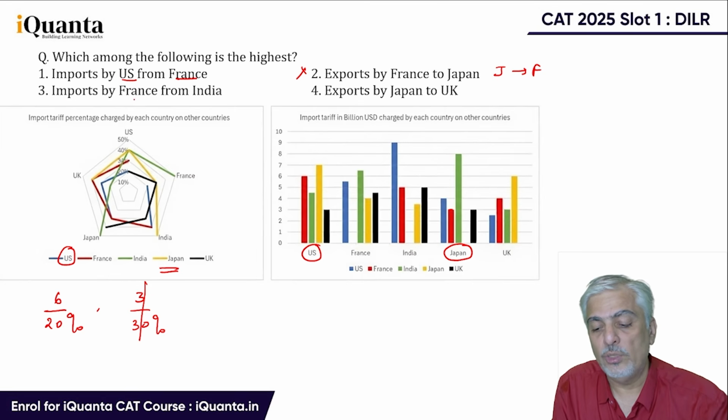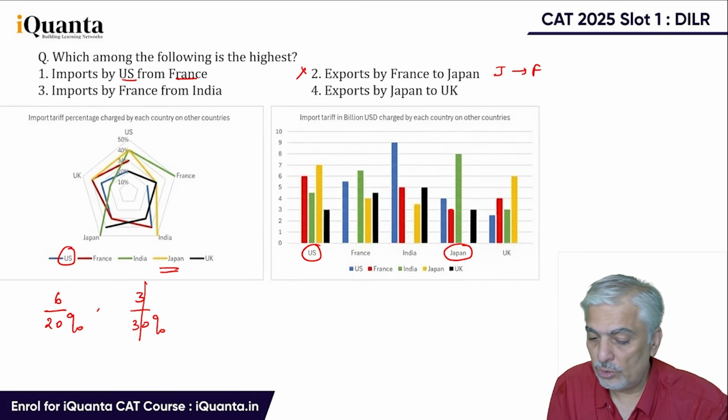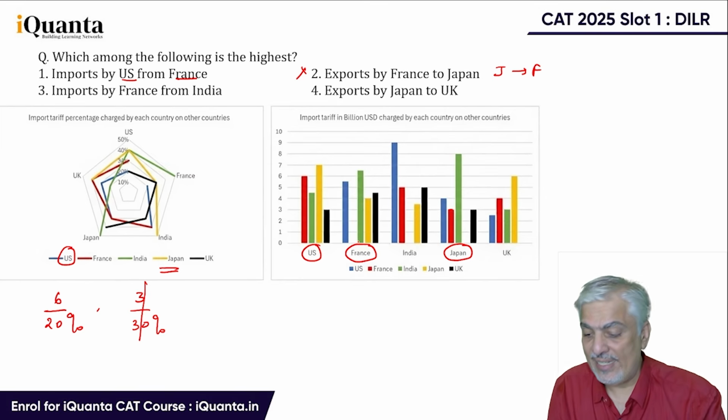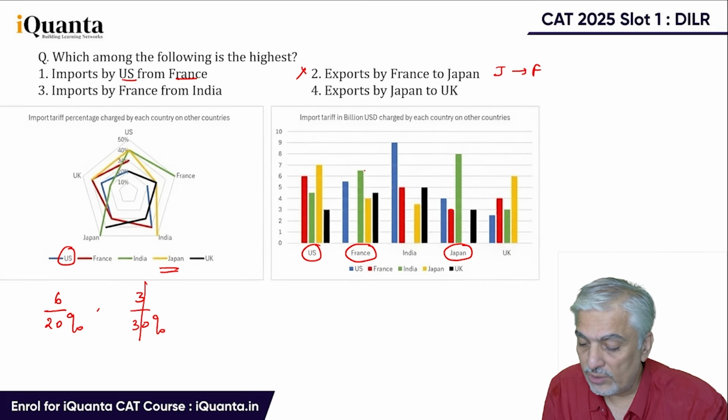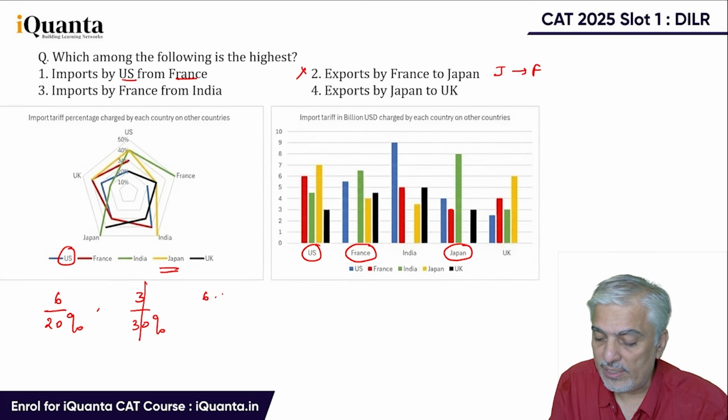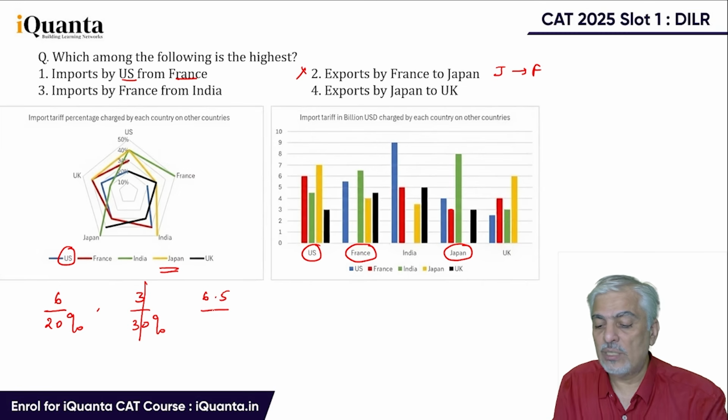Third option, imports by France from India. Imports by France from India. So imports it is. So regular we will do France and India. India is what color? Green. So green is 6.5 billion over here. And what is the percentage?